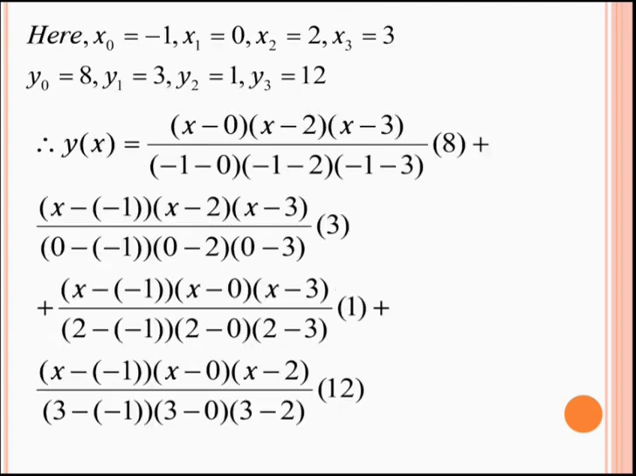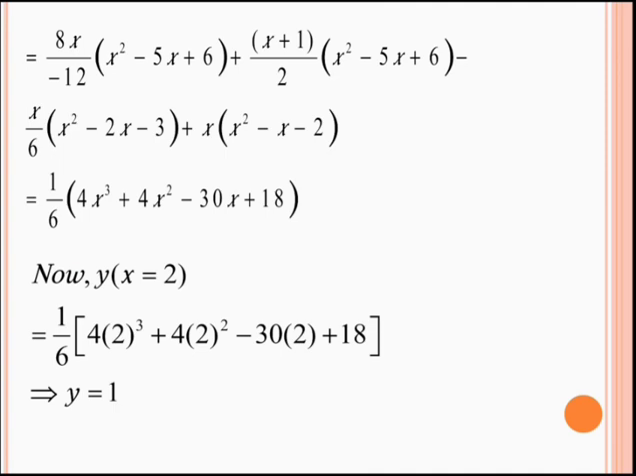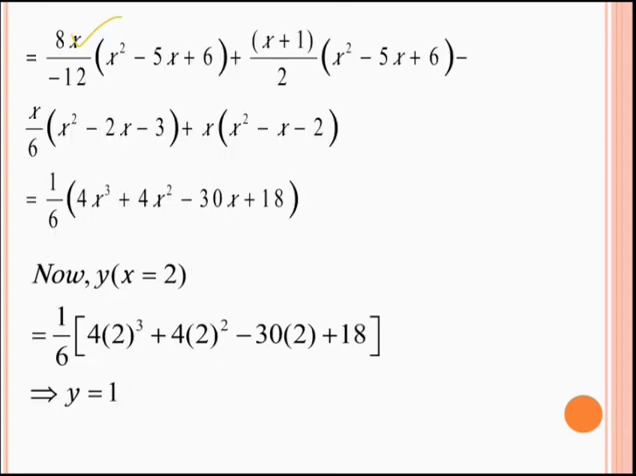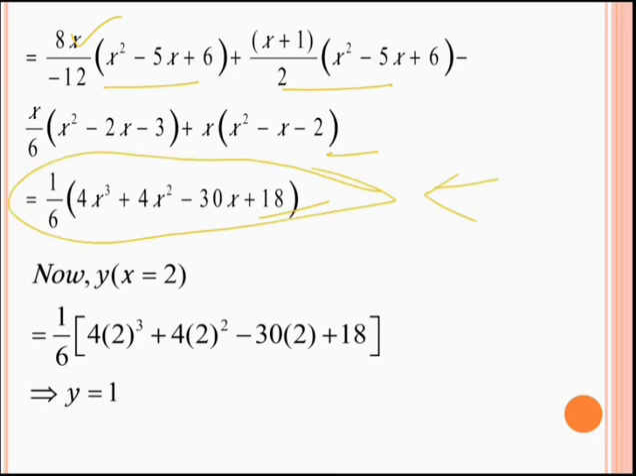And I will simplify these terms. This will be x as it is, and I will simplify this 8. This will be minus 1 into minus 3 into minus 4, and if I multiply this I get this term as x square minus 5x plus 6. Similarly, I will simplify all the terms and I will get my polynomial. So this is the required polynomial of the given data.